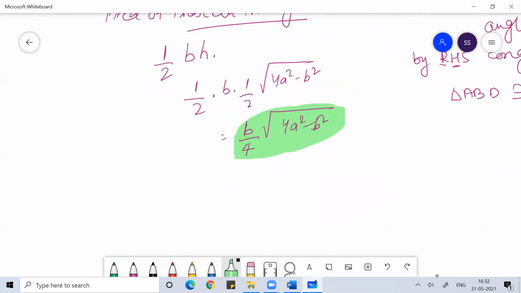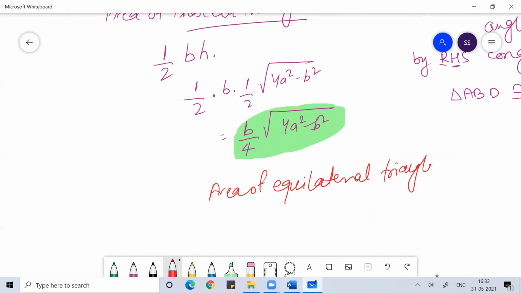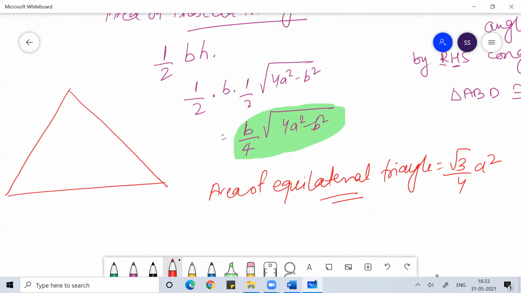Similarly, in the case of an equilateral triangle, when we say area of an equilateral triangle, we use the formula root 3 by 4 a square. You know that formula. How does that formula come? Area of an equilateral triangle, so remember this.